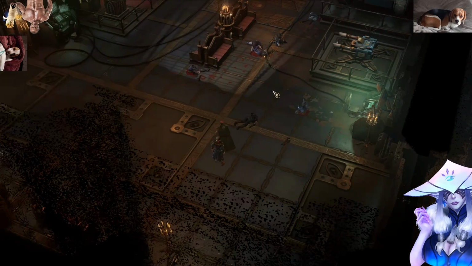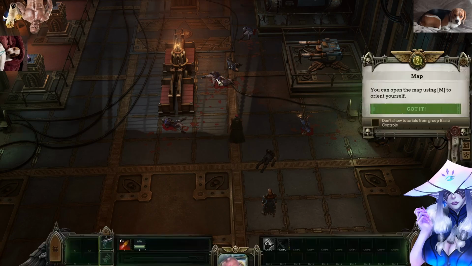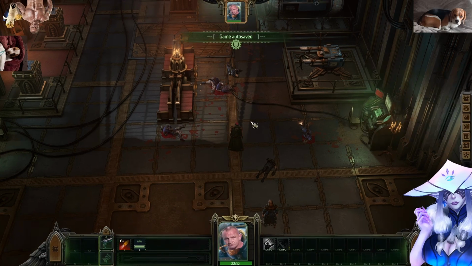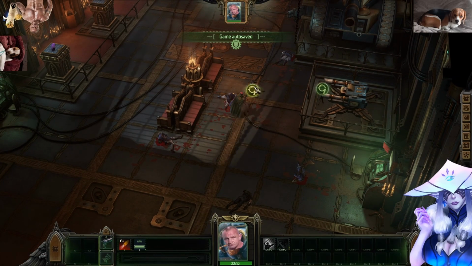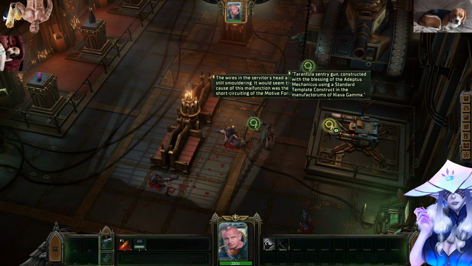Okay, Konrad. I shall go there and... I don't know. I won't tolerate weakness. The wires in the servitor's head are still smoldering. It would seem the cause of this malfunction was the short circuit of the motive force.